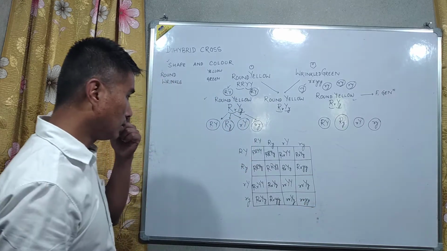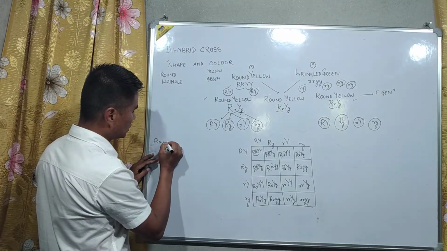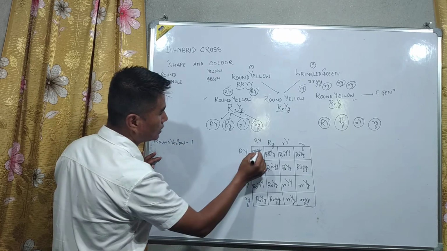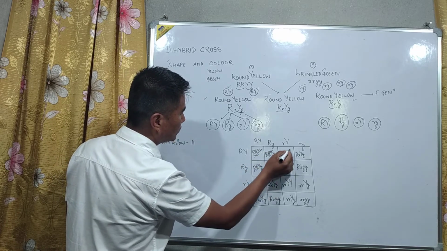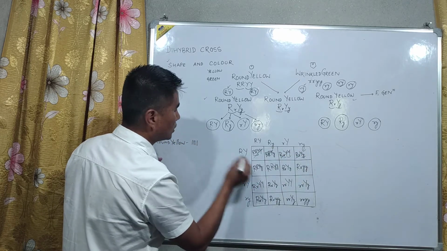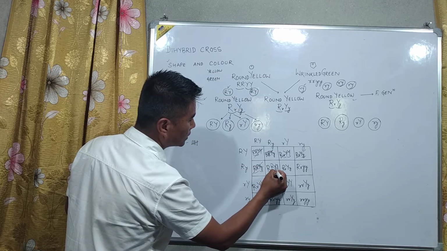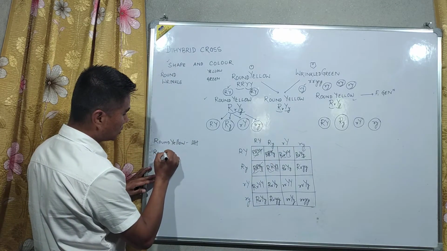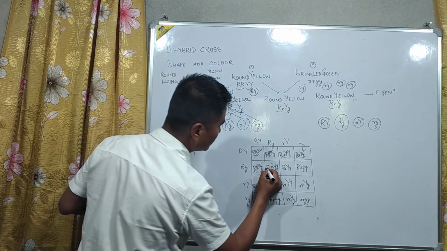So now let us see. Capital RR means round. YY means yellow. How many? One, this is round yellow. Two, this is also round and yellow. Three, this is round yellow. Four, this is round yellow. Five, this is round, but this is green. So we have to write round green is 1. So just cross this way.